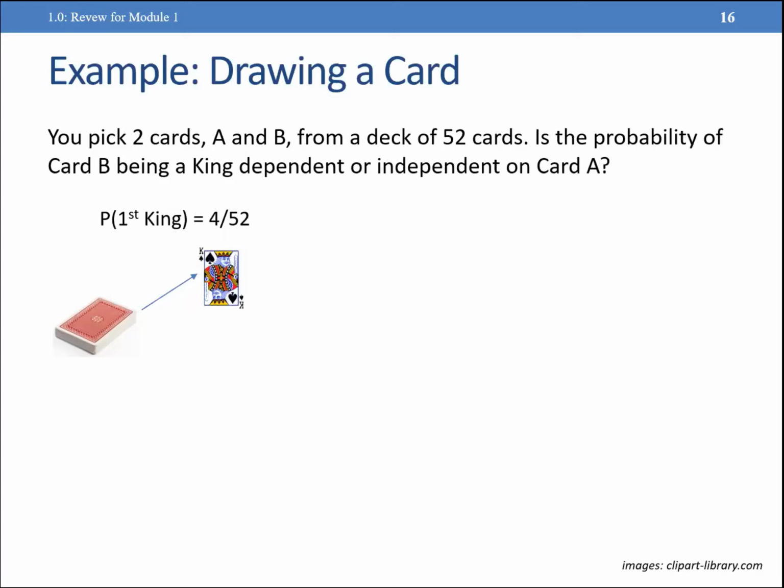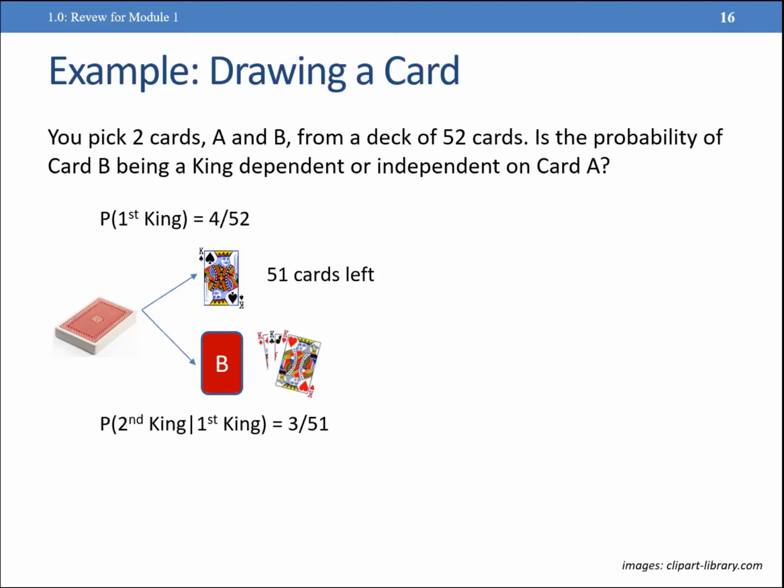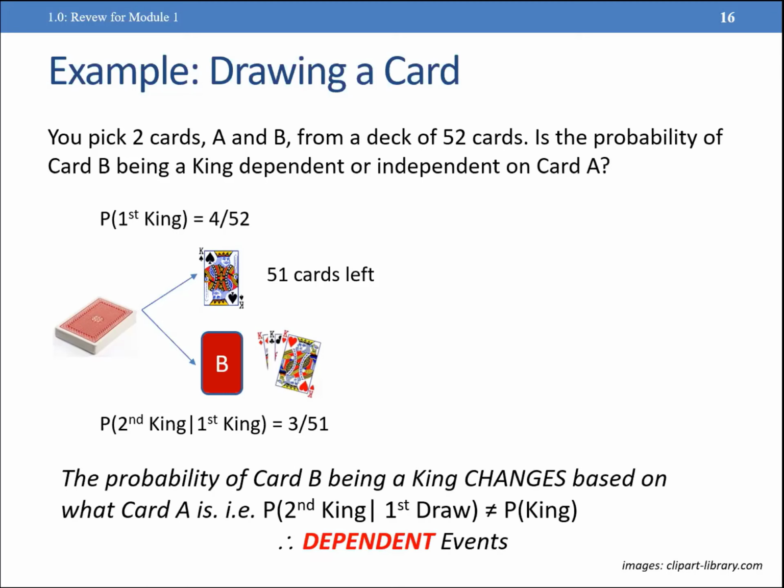Now it's a king. So what's the probability? And there's 51 cards left. What's the probability of card B being a king? Well, there's 3 cards that are kings that are left. So I have 3 out of 51. So you can see that the probability has changed from 4 out of 52 to 3 out of 51. So the probability of card B being a king changes based on really just drawing card A first. The probability changes.